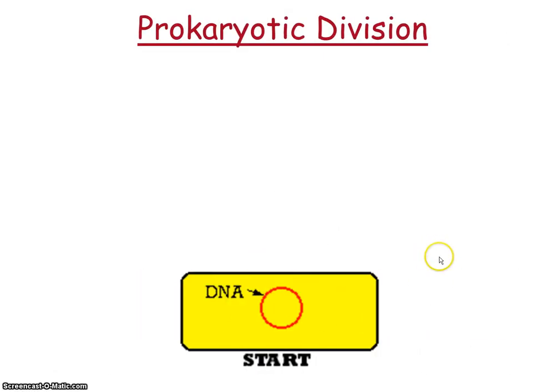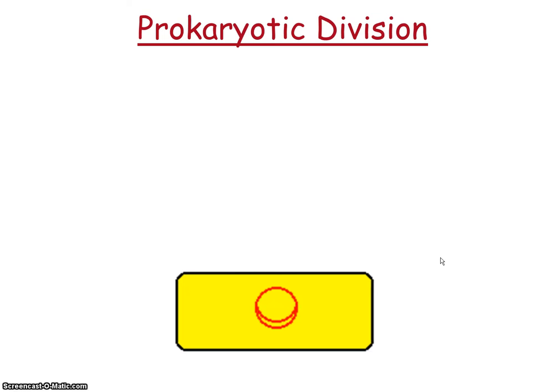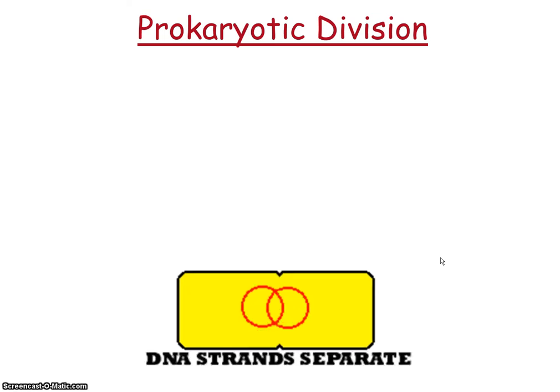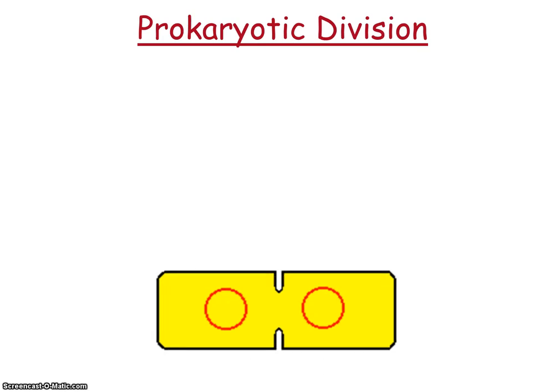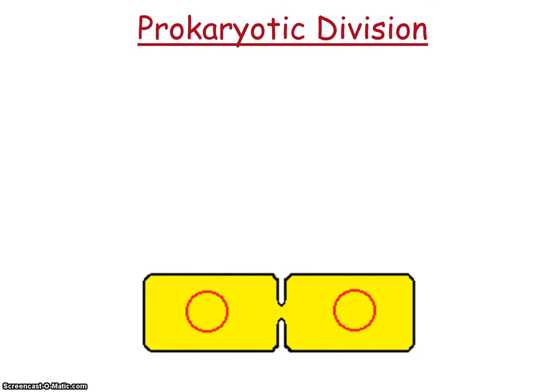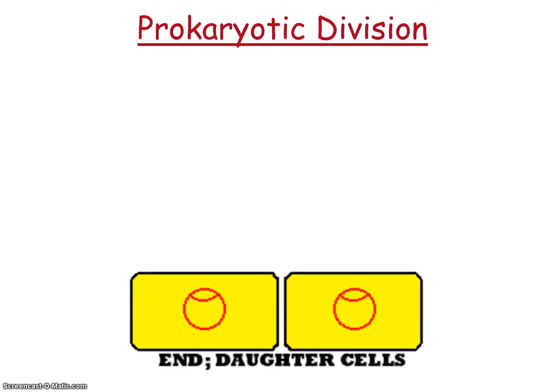There we go. So this is the start. There's your DNA. It makes a copy of itself. And then the DNA, the two strands separate, and you get a little cross wall formation, meaning basically just that the cell splits. And so this is how bacteria would make copies of themselves.